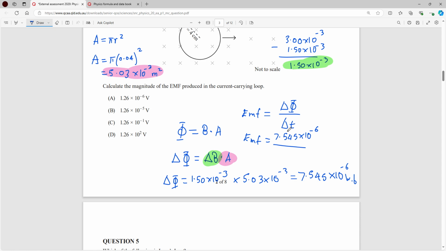And then divide that by the change in time, which we got given up here as 0.6. So go to this number, but divide that. So go shift answer, divide by 0.6. So this will give us 1.25 times 10 to the negative 5.